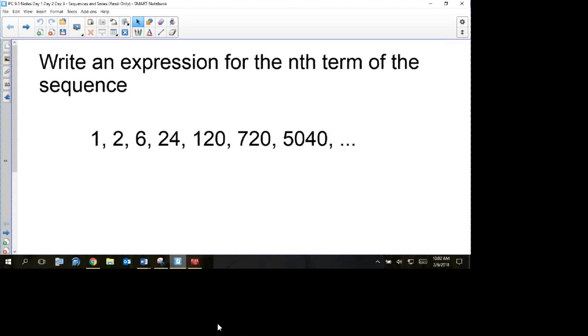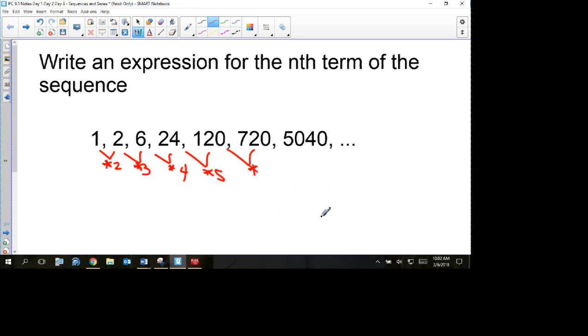What's something you noticed about this pattern? Everybody notice something? Renee? You're looking at multiplying by 2, multiplying by 3, multiplying by 4, multiplying by 5. So we see a pattern. It's just writing the equation might be a little bit tricky.